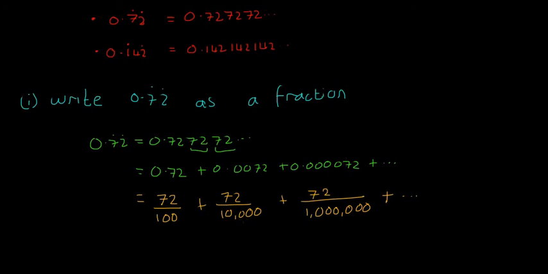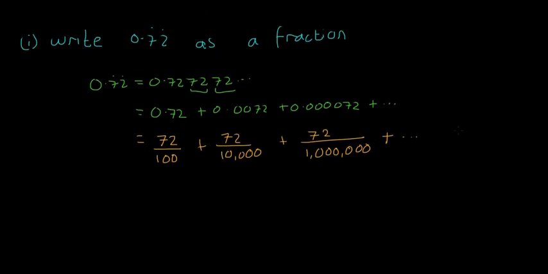So once we have this, it looks a lot like a geometric series that we've seen before. Okay, so I'll scroll down here and we'll start looking at it as a geometric series. So the first term in this geometric series we see here is 72 over 100. So A is equal to 72 over 100.